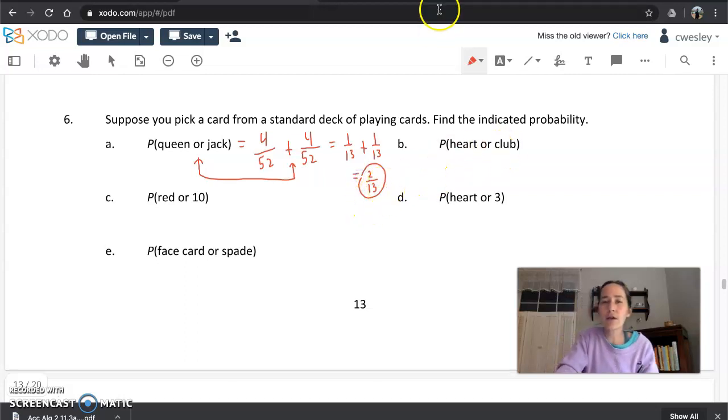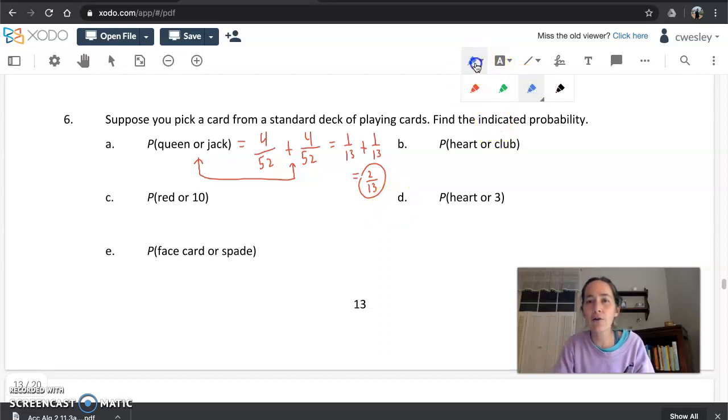How about probability of a heart? Oh, let's see if I did get a queen or a jack. I didn't. I got a 3. All right, let's say I did that again. Shuffled up, picked a different card. What's the probability I pick a heart or a club?